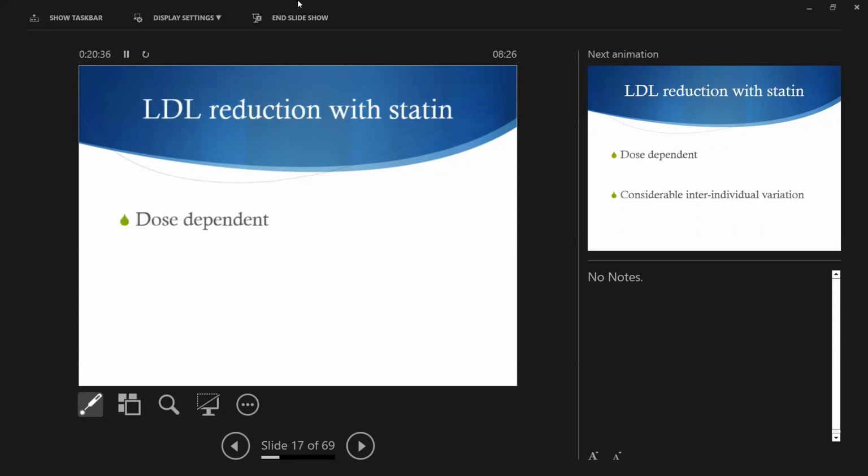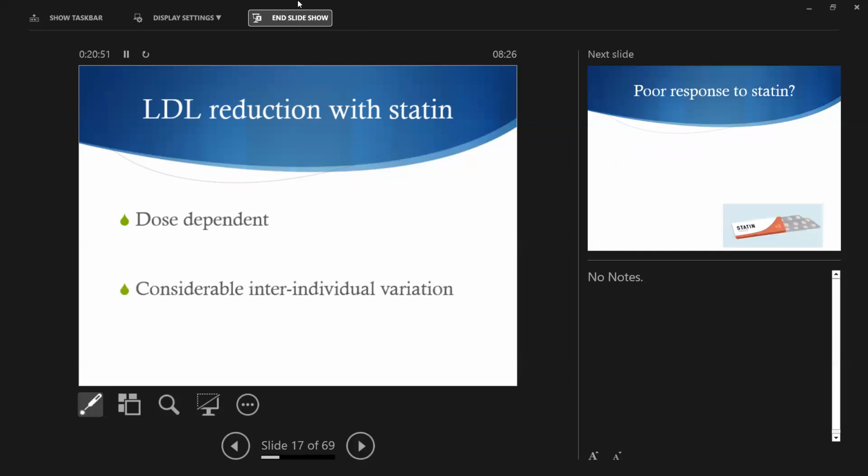The LDL reduction with statin is dose dependent. So you have atorvastatin, we have from 5 milligram to 80 milligram, and rosuvastatin we have 5 milligram to 40 milligram, and you have other statins in various strengths. It's dose dependent. And there can be a considerable inter-individual variation in the response. So 40 milligram of statin, atorvastatin, for an LDL cholesterol of 200 may not produce the same effect in everybody.